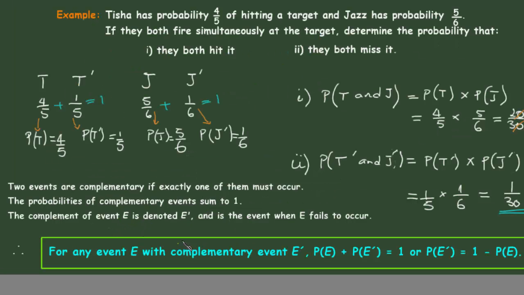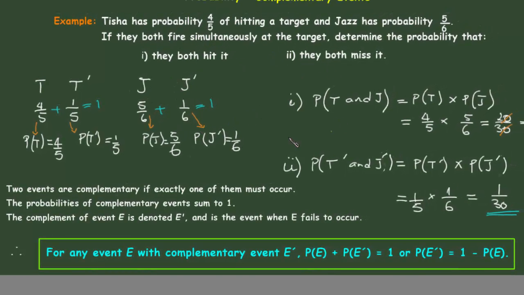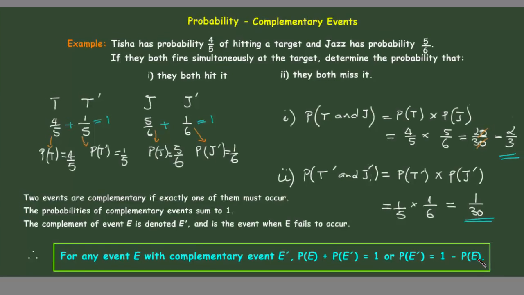Now, according to all we've seen in our example, we can say therefore that for any event E with complement E prime, the probability of the event E plus the probability of its complement equals 1. And of course, the probability of the complement equals 1 minus the probability of the event itself.